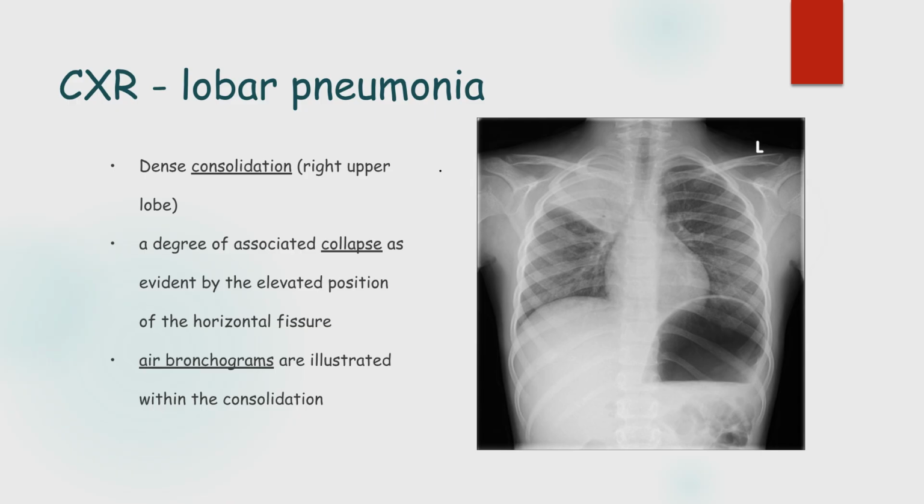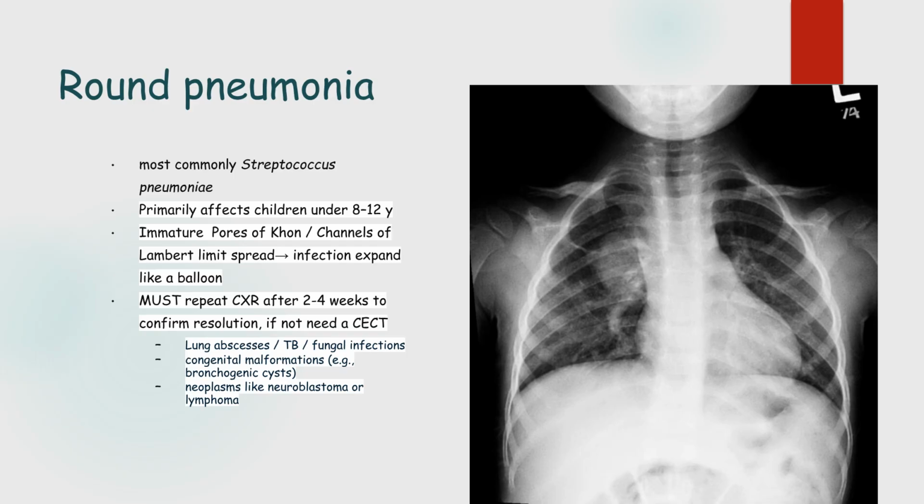This chest X-ray shows lobar pneumonia with dense consolidation in the right upper lobe. Signs of collapse are evident due to the elevated position of the horizontal fissure, and air bronchograms are visible within the consolidation. Round pneumonia, most commonly caused by Streptococcus pneumoniae, primarily affects children under 8 to 12 years. Due to immature lung structures, the infection expands like a balloon.